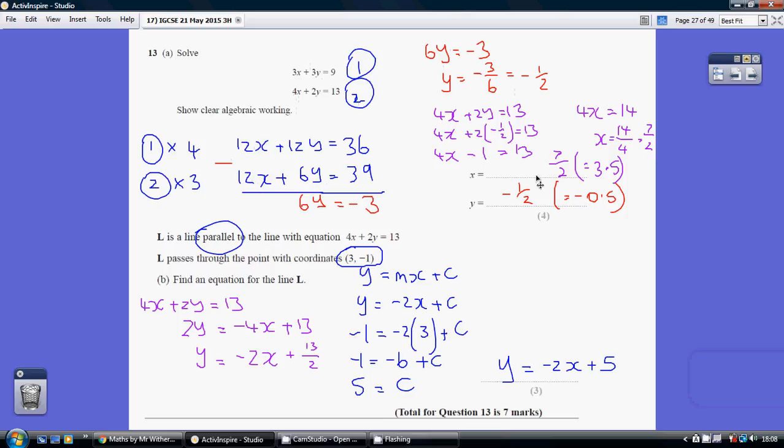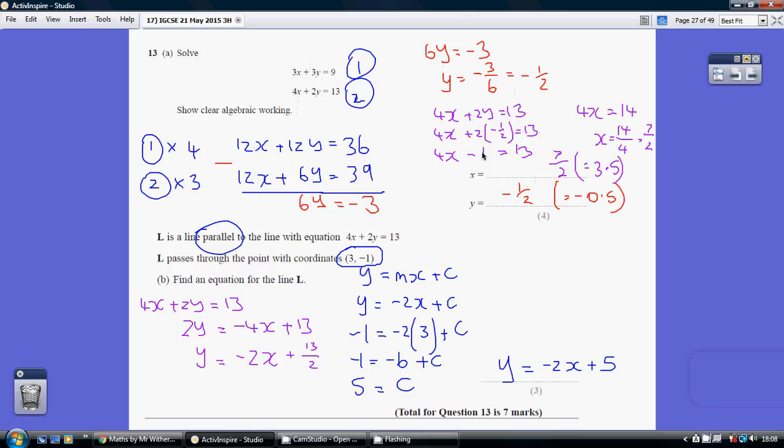Now I sort of start all over again really. I take one of these equations, doesn't matter which. I've chosen to take the second one, 4x plus 2y equals 13. I've just worked out that y is minus a half, so I substitute that in. So 4x plus 2 lots of minus a half equals 13.